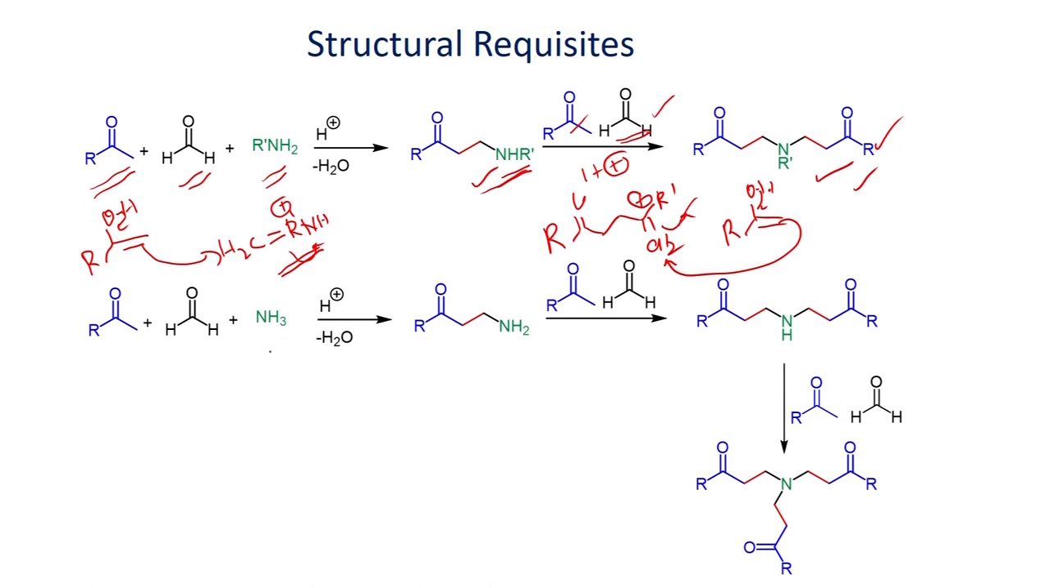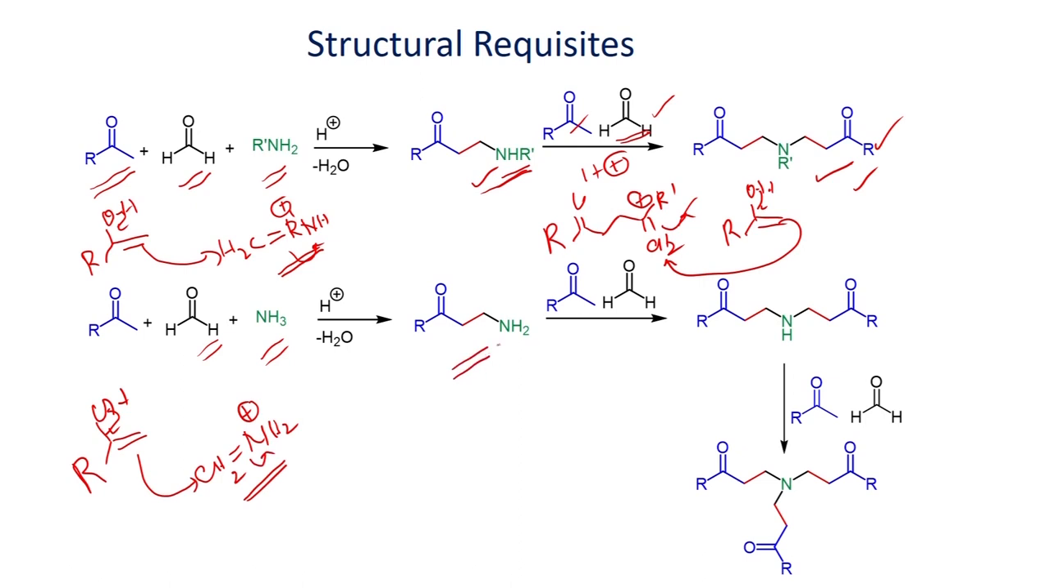You can also use ammonia in place of primary or secondary amine. As we have seen earlier, this ammonia now can react with the formaldehyde, you will be able to form this iminium ion as electrophile. Once you form this one, this can react with this enol, you will be able to get this primary amine as a product.